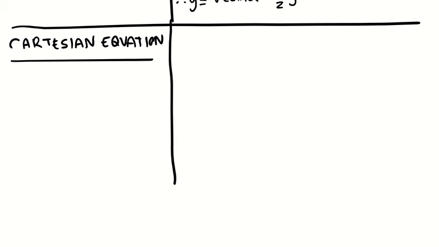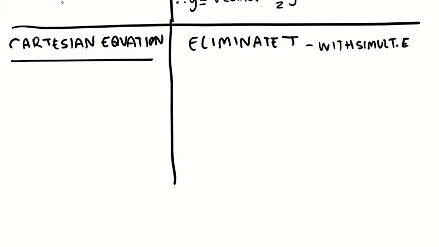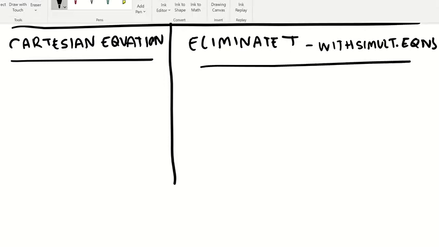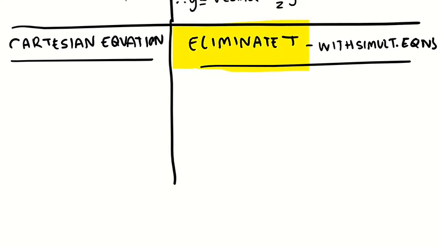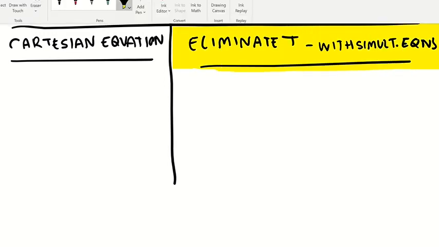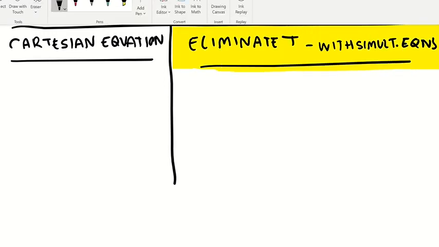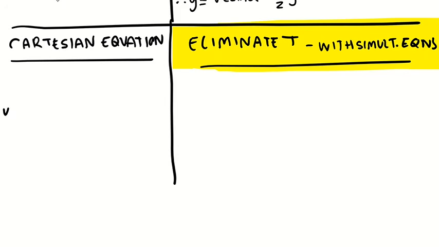So a Cartesian equation means we need to eliminate t. And we're going to do that with simultaneous equations. Okay, so I've written what we need to do, and I've written what we need to find. What I'm going to show you is what we're going to get. So this is the proof to how to find this equation.